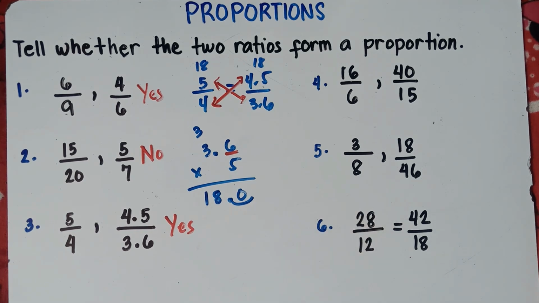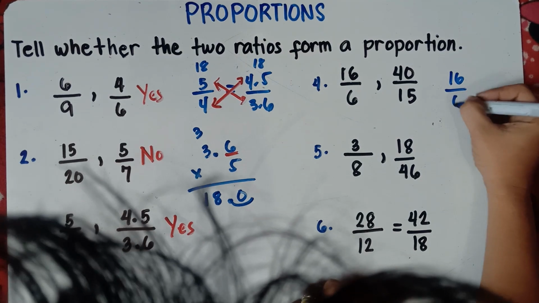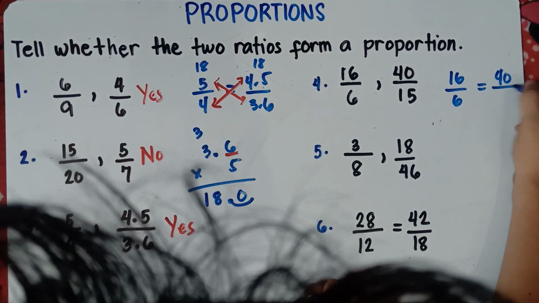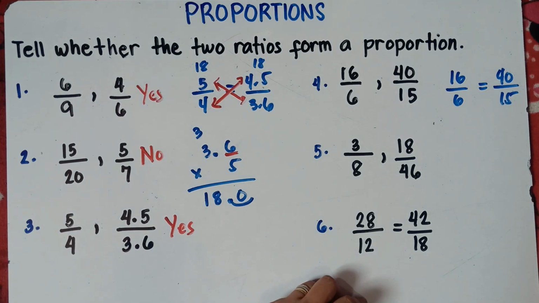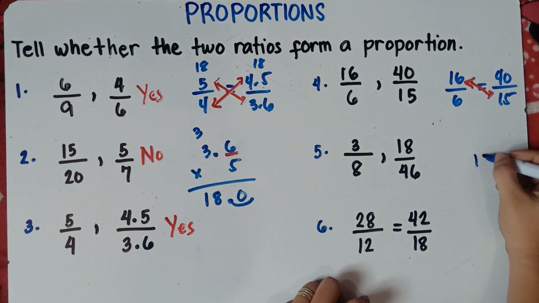Very easy, right? To determine whether the two ratios form a proportion, let's try number 4. So this will be 16 over 6 equals 40 over 15. Let's check. Let's do the cross multiplication. Let's multiply this one, 16 times 15.